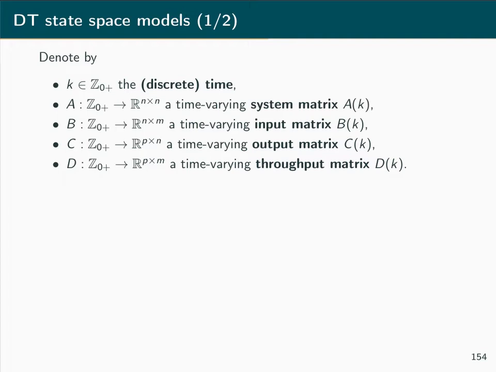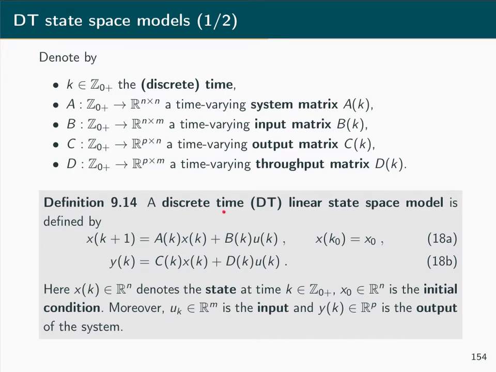Analogously to the continuous time state space model, in the discrete time state space model, the time-varying system matrix A is now a function of the discrete time step k, and the same is true for the time-varying input matrix B of k, the time-varying output matrix C of k, and the time-varying throughput matrix D of k.